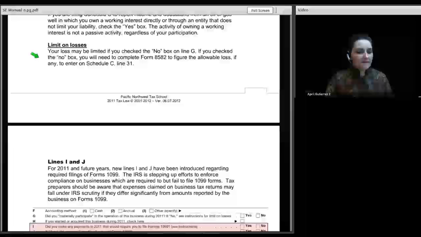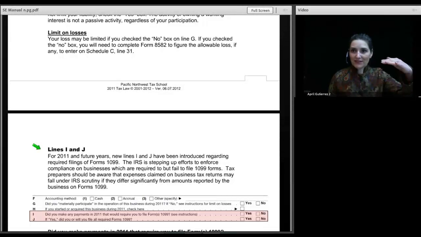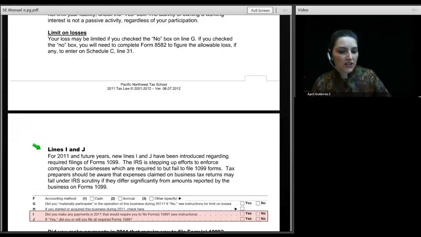Limit on losses. Your loss may be limited if you check no to the box on line G. If you check no, you will need to complete Form 8582 to figure your allowable loss. That is if you, of course, have a loss. And if you have a profit, you may still fill out 8582 if you have other passive activities that are losers, because you've got passive, you've got passive. If you have a loss on one and a profit on the other, they can offset each other.